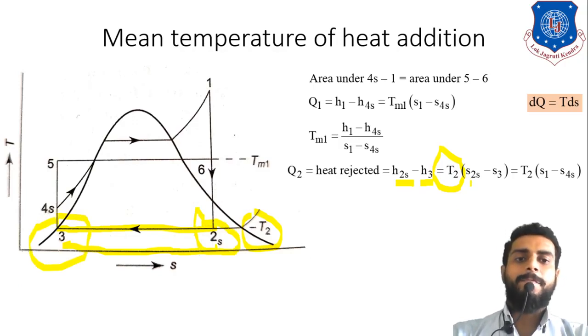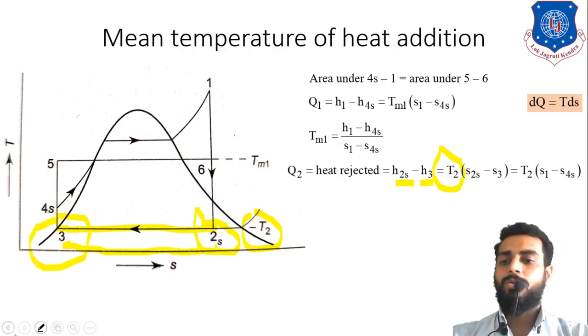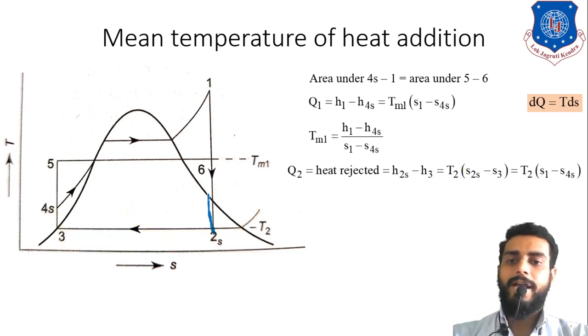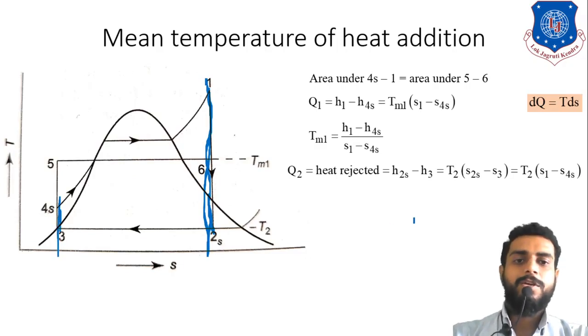Clear? Now further, if you observe the diagram, you will appreciate that the entropy of 2s is equivalent to S1. As you can see, if we draw a vertical line like this, then the entropy of 2s and 1 will be the same. In the same way, if we draw a vertical line like this, then the entropy of 3 and 4s will be the same. So you can write S1 instead of S2s and S4s instead of S3. So that is the heat rejection.